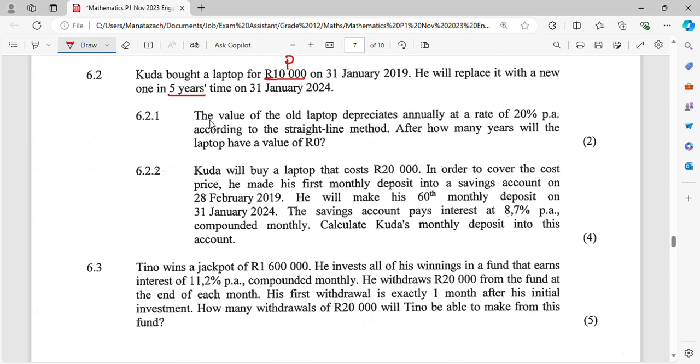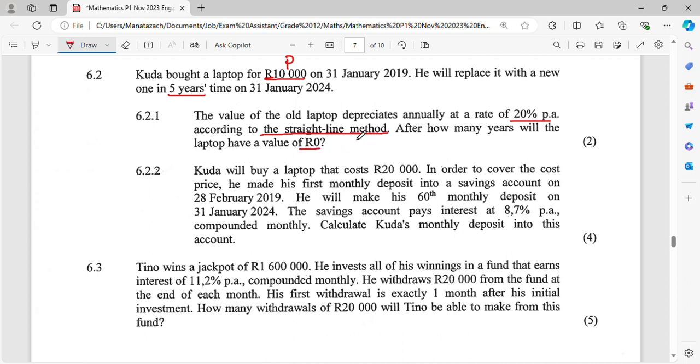But now let's read the question. It says the value of the old laptop depreciates annually at a rate of 20% per annum according to the straight line method. So this is a keyword. In other questions, they will ask you about a reducing balance. It's not going to be a straight line method sometimes, so just be careful. This is the keyword on this question. I'll talk about it shortly. After how many years will the laptop have a value of 0 rands?